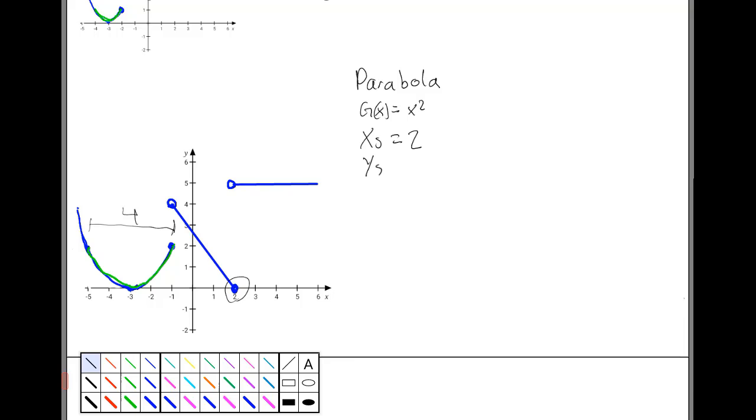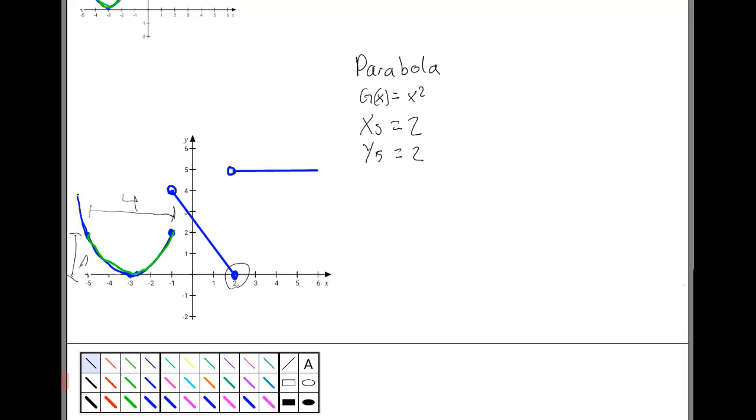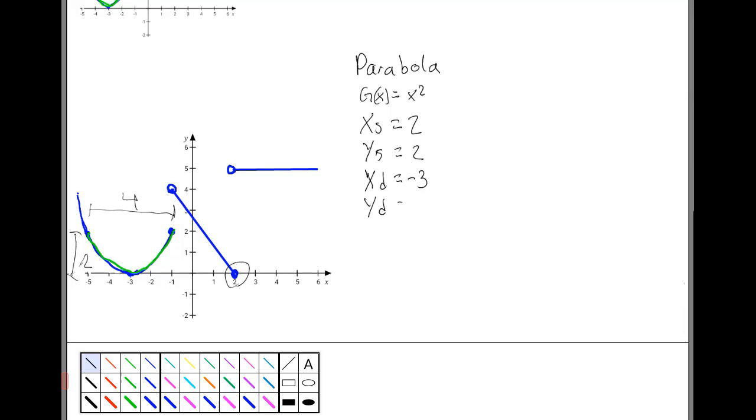The y size is also 2. Why? Because usually it's from 0 to 1, and now it's from 0 to 2. As you can see here, it's 2, so it means it grows twice. The x displacement is equal to negative 3, because it's the vertex on x, and the y displacement is equal to 0 because it's the vertex on y.